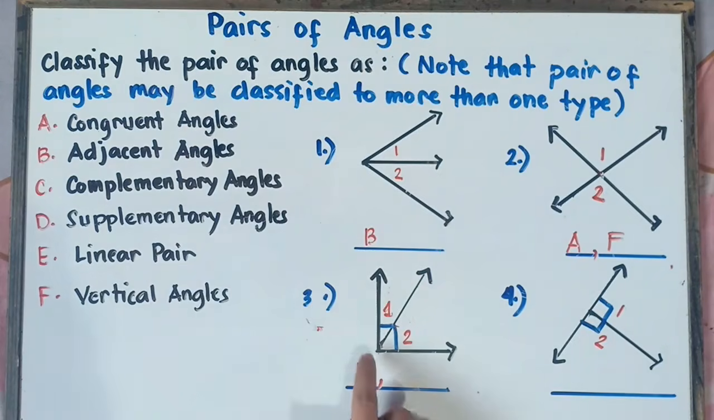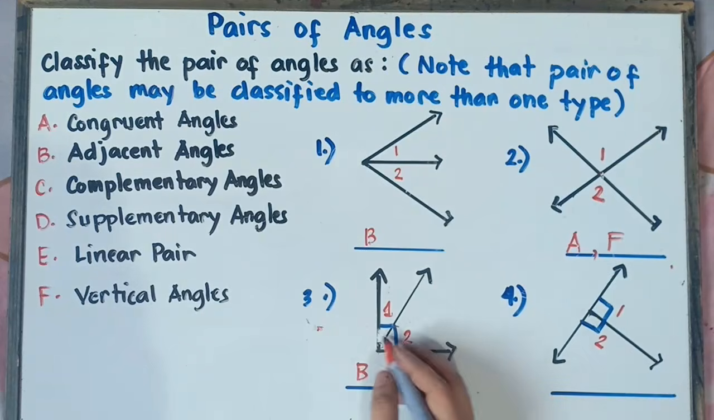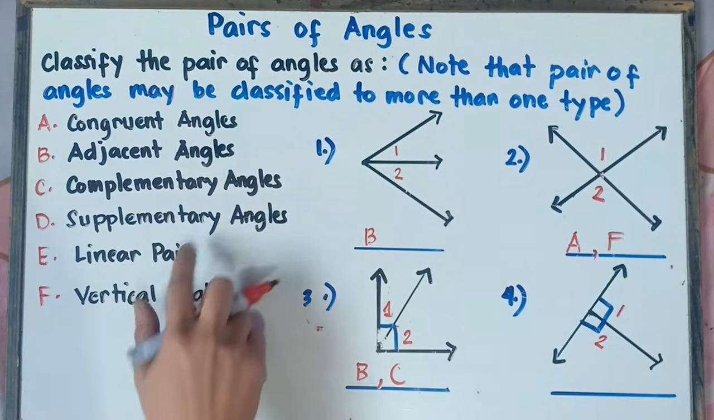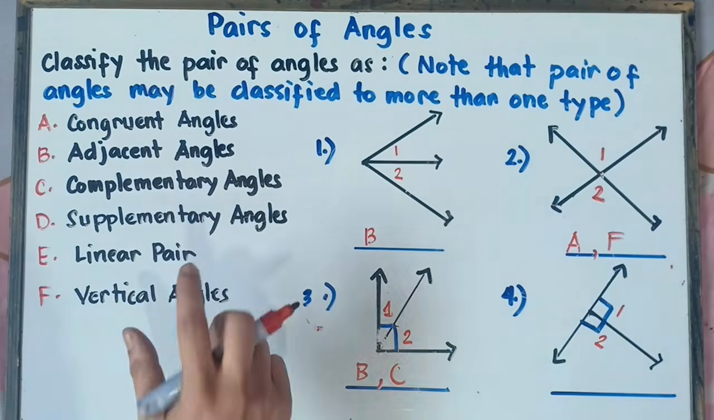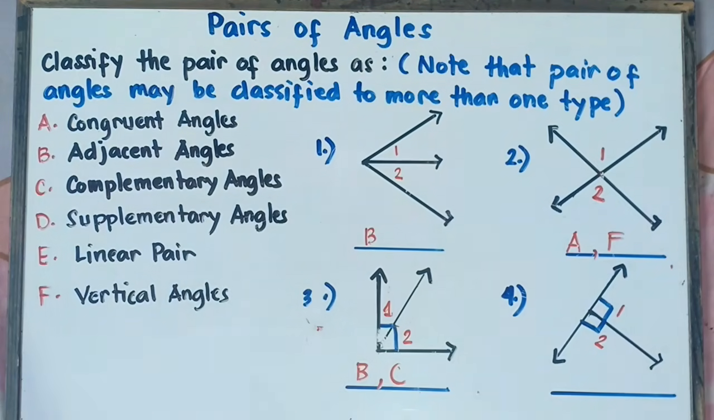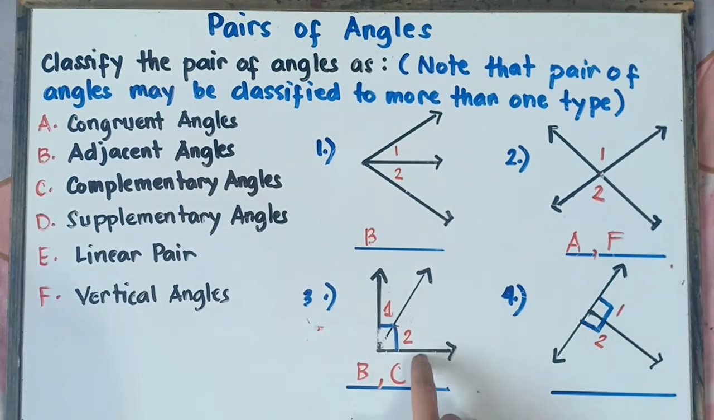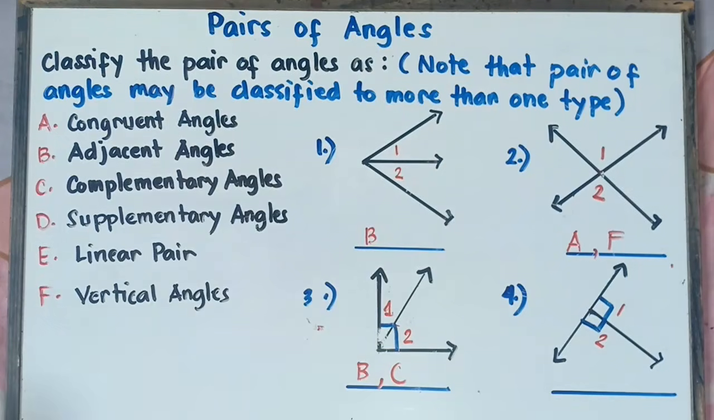Can we call this one complementary angles? Yup, because if you add the two angles, that will be equal to 90 degrees because of the given marking. Can you call this one supplementary angles? Nope. Because if you add the two angles, that's only 90, not 180. You cannot call this one linear pair, and you cannot call this one vertical angle. So therefore, we only have B and C: adjacent angles and complementary angles.